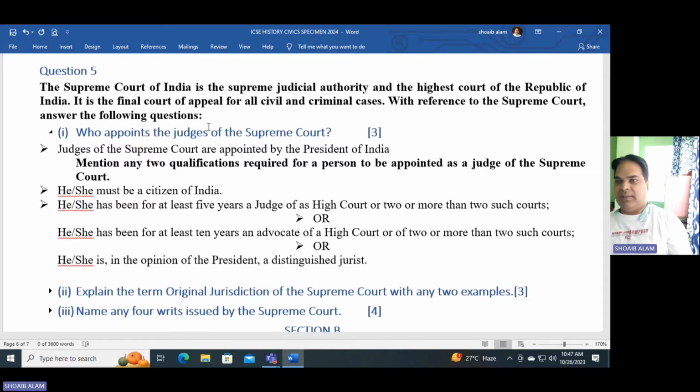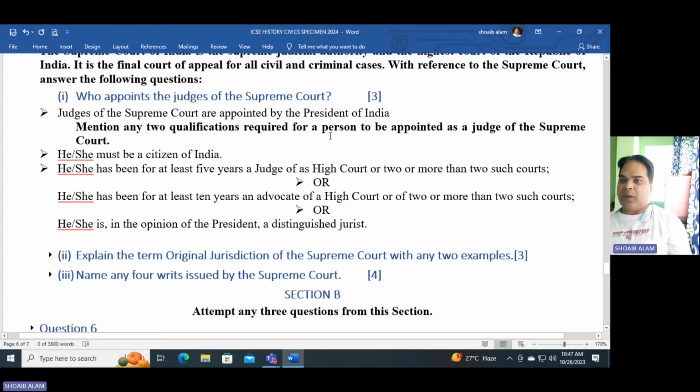The next one is mention any two qualifications required for the person to be appointed as a judge. Simple, remember. Person must be a citizen of India. That is the first one. Second one is he must have an experience of 5 years as a judge or 10 years as an advocate, or in the eyes of the president must be a distinguished jurist. So if you mention this one and this one, it is enough.